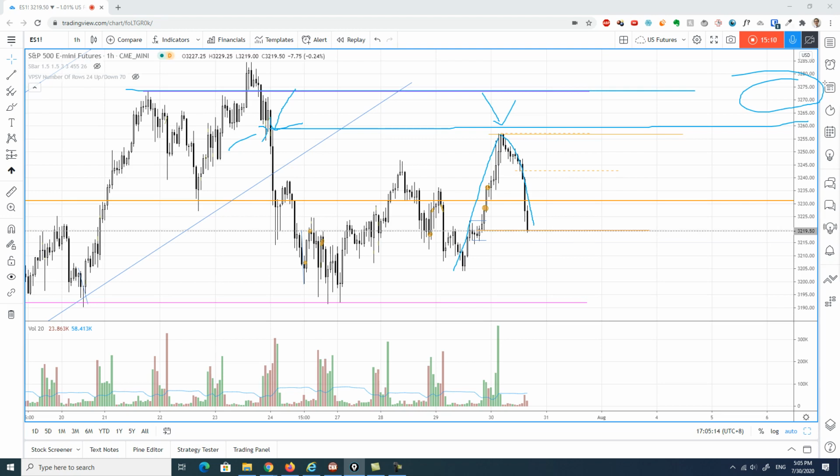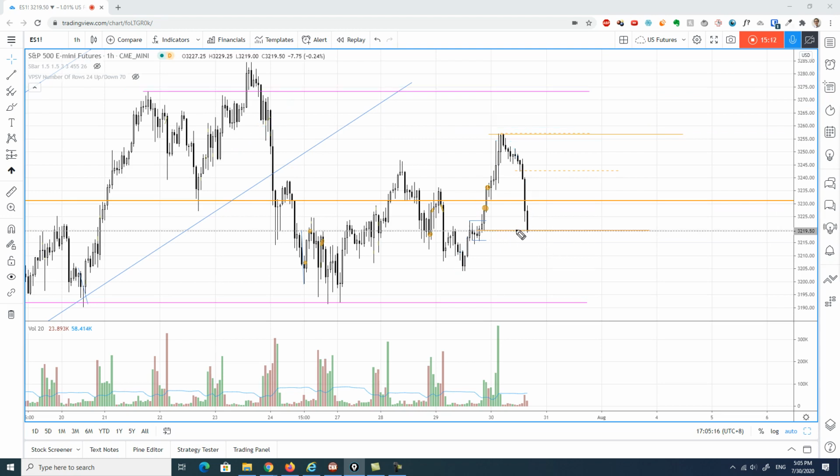For the immediate support level, I think currently it is still the 3190 level. This is definitely a good level to watch, and the prior swing low here as well, about 3205. And 3220 is the previous day low. So these are a few levels that I'm watching, and I want to see how the price interacts with the key levels.